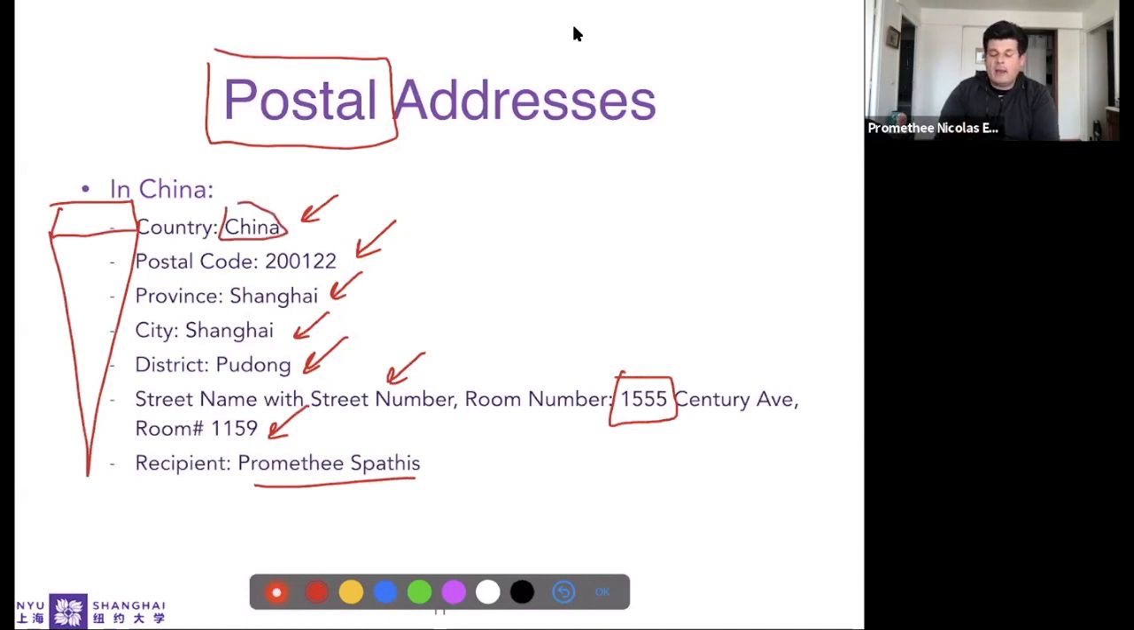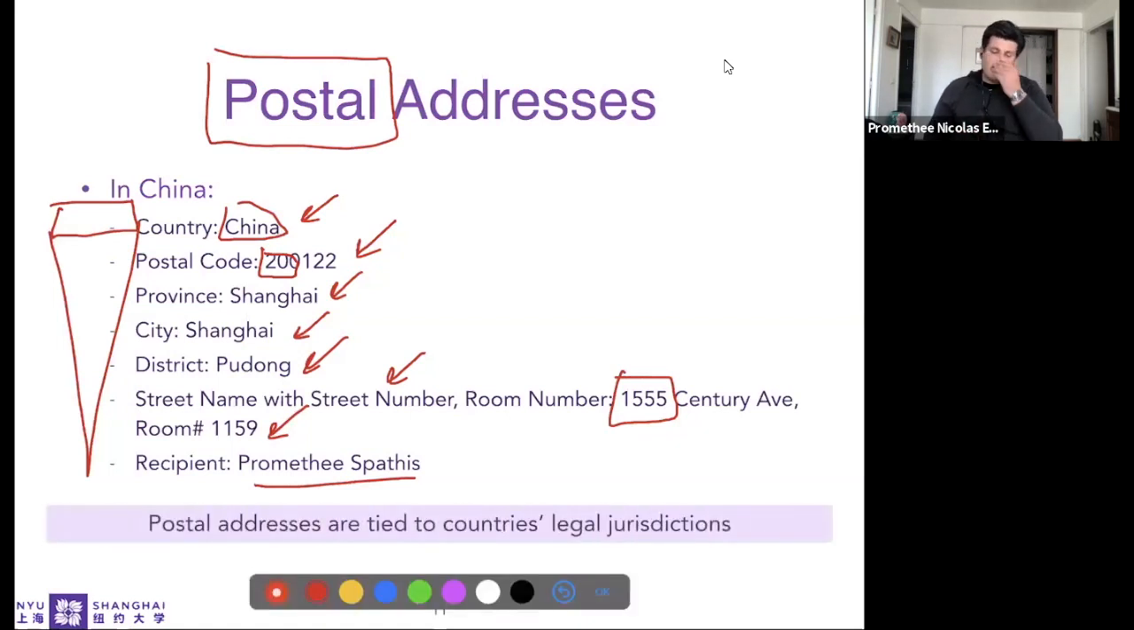Everybody in Shanghai shares, I don't remember, 200 maybe, in the zip code. What is the information that actually identifies China, Shanghai? Can anybody tell me? Part of the number will identify the fact that it's Shanghai, and some other part of the zip code will indicate that this is Pudong, right? So there's a separation.